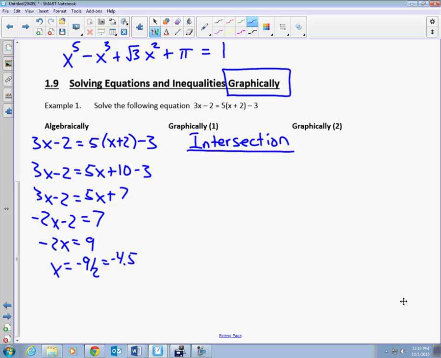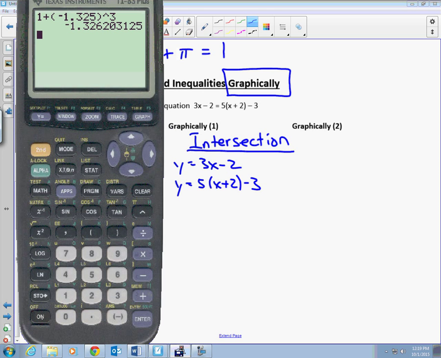So if we want to look at the intersection, we create 2 equations. y equals 3x minus 2, and y equals 5 times x plus 2 minus 3. Once I've created the 2 equations, I go into y equals, and I type them in. 3x minus 2. So that we're in the same window, I'm going to press zoom standard, zoom 6. In my current window, can I see the intersection point? No. So I'm going to zoom out.